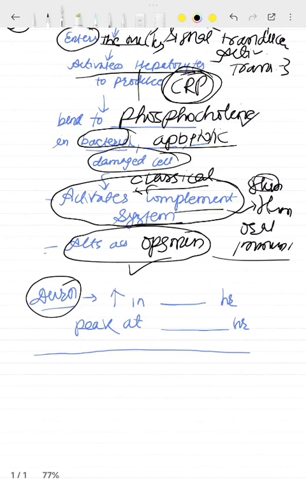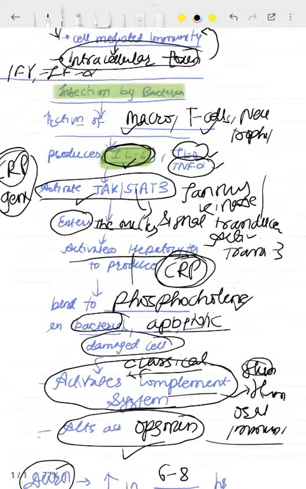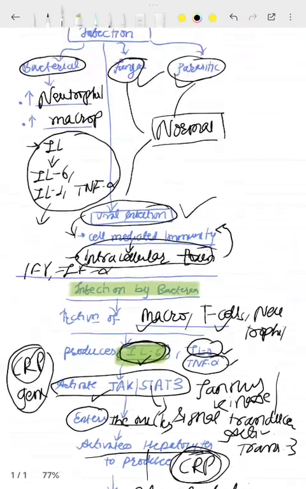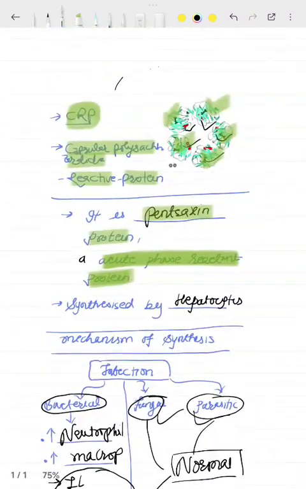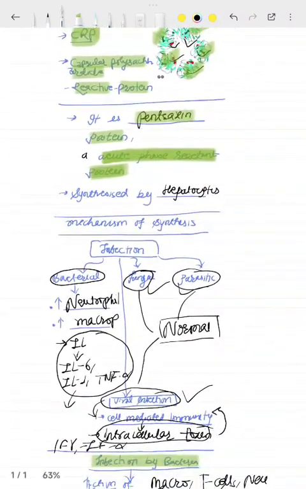And another is duration. In 6 to 8 hours it is increased, but it peaks at 24 to 48 hours. This is about the CRP. I hope all of you have understood about the CRP and why it is increased in the infective state.